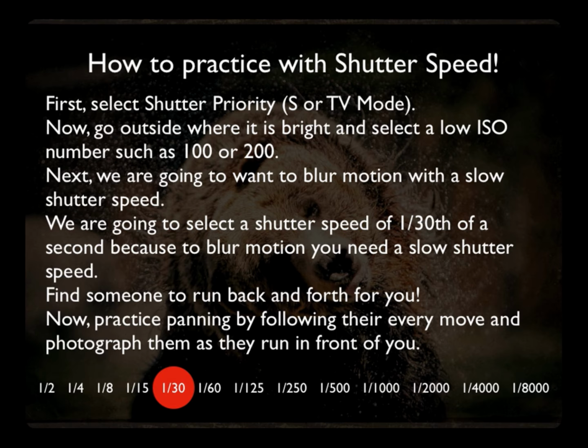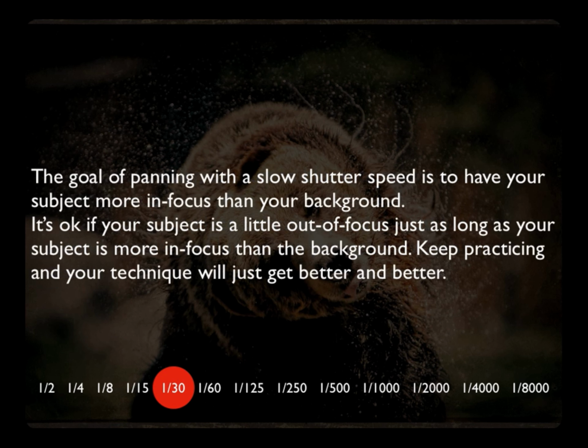Find someone to run back and forth for you. Now practice panning by following their every move and photograph them as they run in front of you. The goal of panning with a slow shutter speed is to have your subject more in focus than the background. It's okay if your subject is a little out of focus, just as long as your subject is more in focus than the background. Keep practicing and your technique will just get better and better.